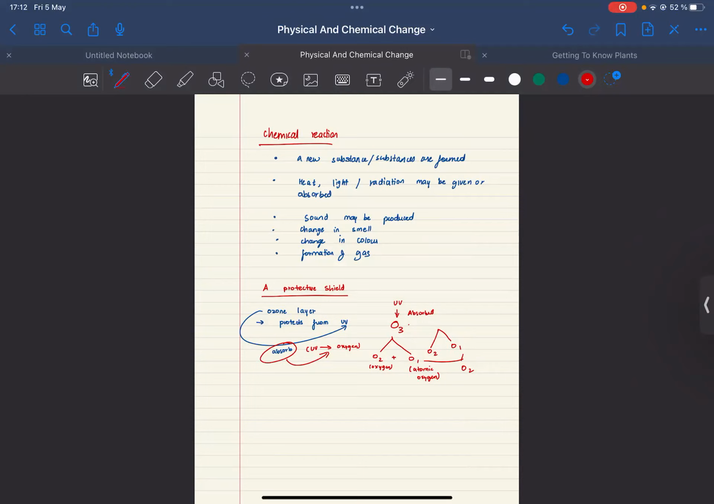Ma'am, I have a question. Yeah, tell me now. Ma'am, in the Russia-Ukraine war, many missiles are blasting. So, in the blasting of missiles, is there any chemical reaction or radiation produced? Yeah, definitely it will be produced.